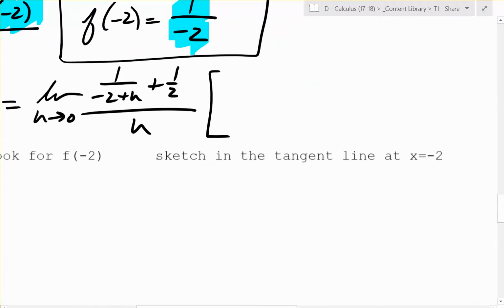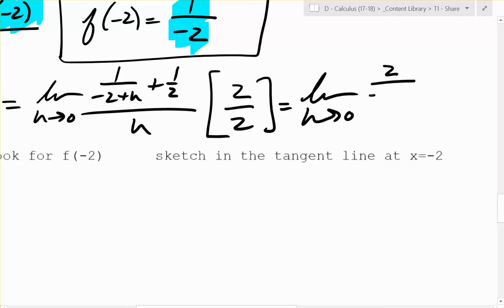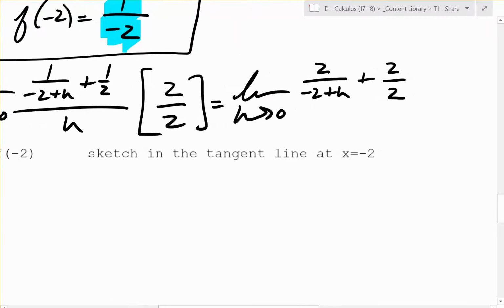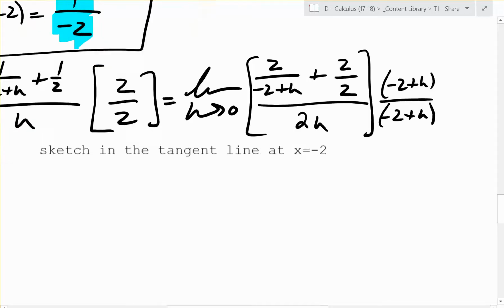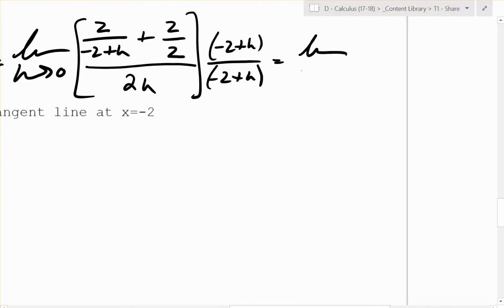So let's multiply the top and bottom by 2 over 2, which we're allowed to do because that's a form of 1. So we have the limit as h goes to 0 of 2 over negative 2 plus h plus 2 over 2, all over 2h. Now let's multiply by negative 2 plus h over negative 2 plus h. Again, we can do that because it's a form of 1. So if we keep up with this, we still have the limit as h goes to 0. And now remember, this thing is getting multiplied into both of them, same as before. So we end up with this.